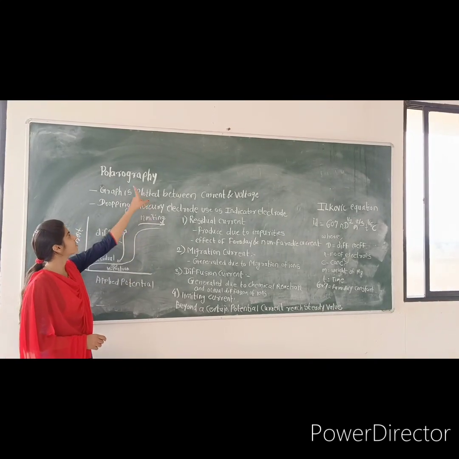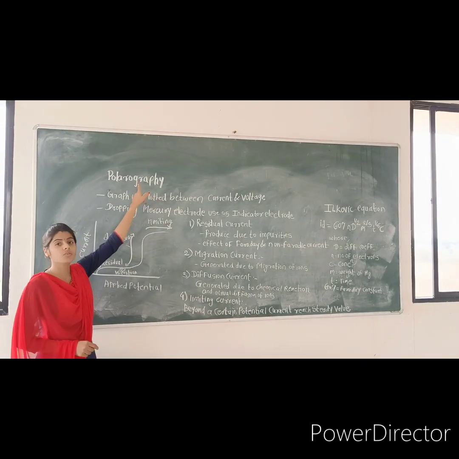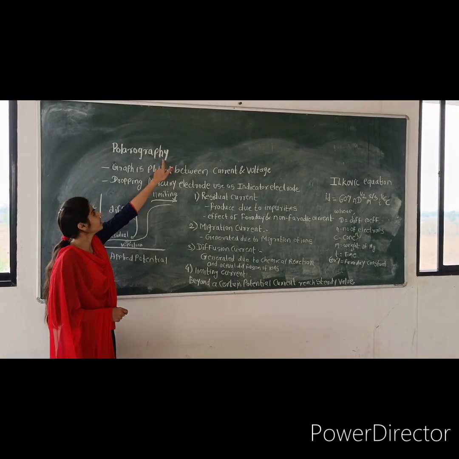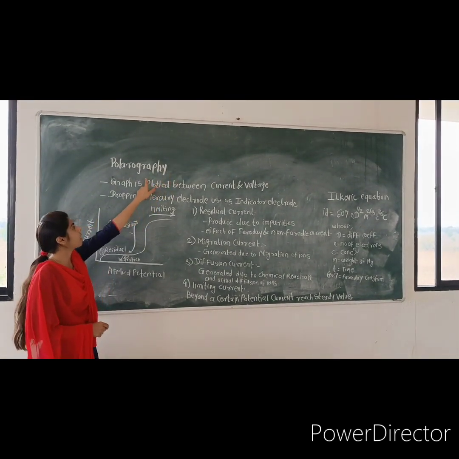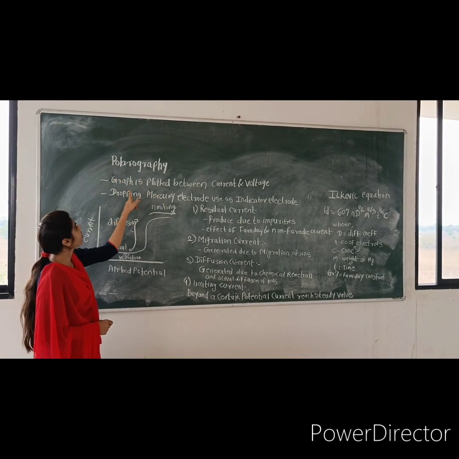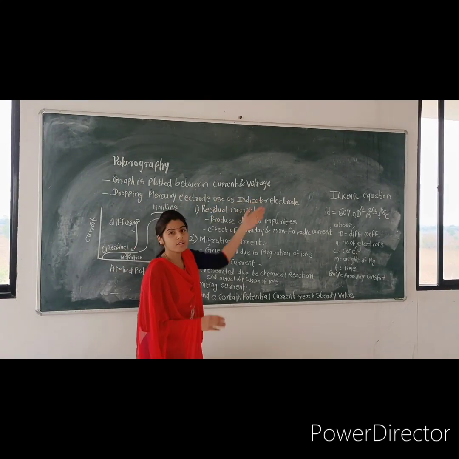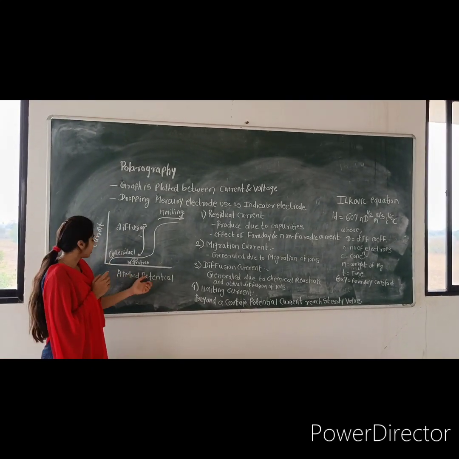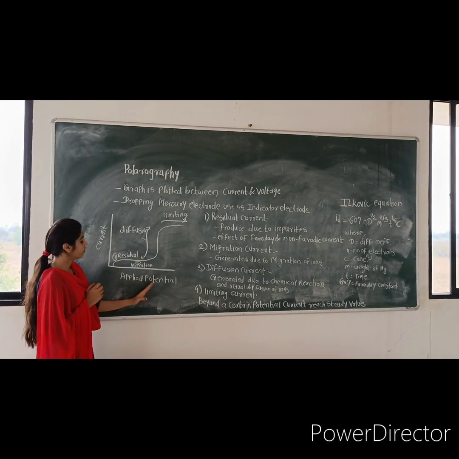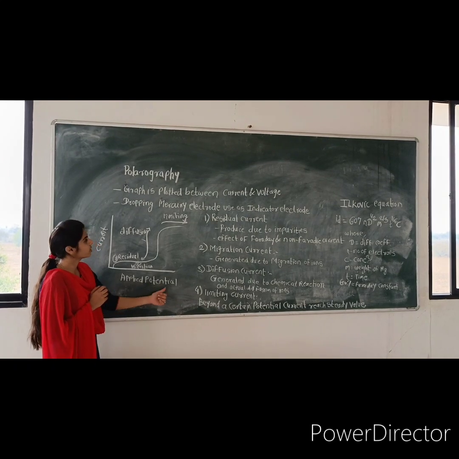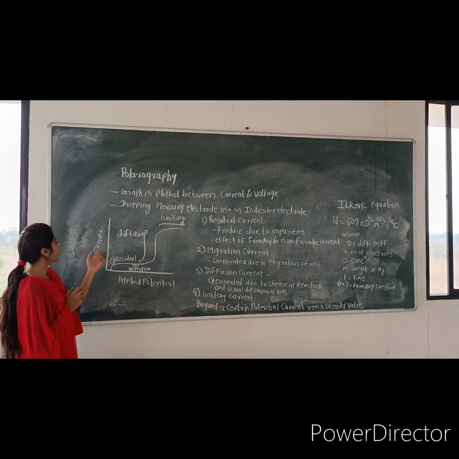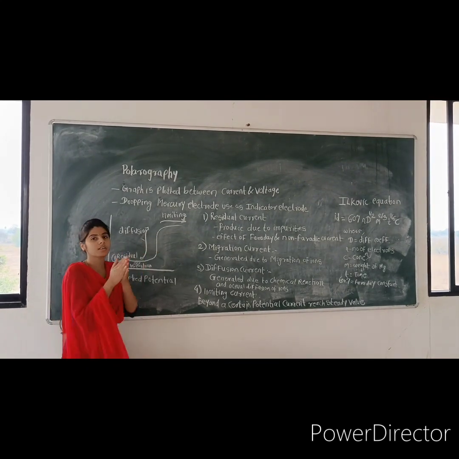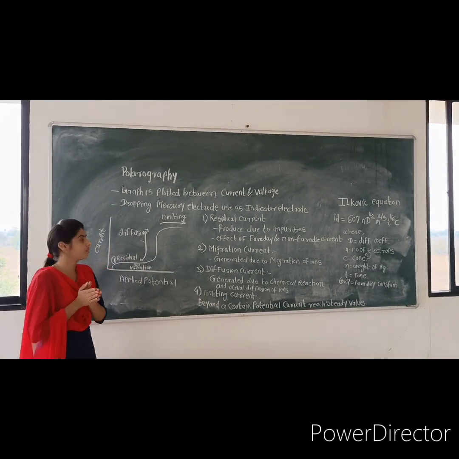Now we will discuss polarography. So what is meant by polarography? As the name indicates, graphy means we plot the graph. The graph is plotted between current and voltage. See this graph here. On the x-axis we take potential, that is voltage, and on the y-axis we take current. So the graph plotted between current and voltage is called polarography.